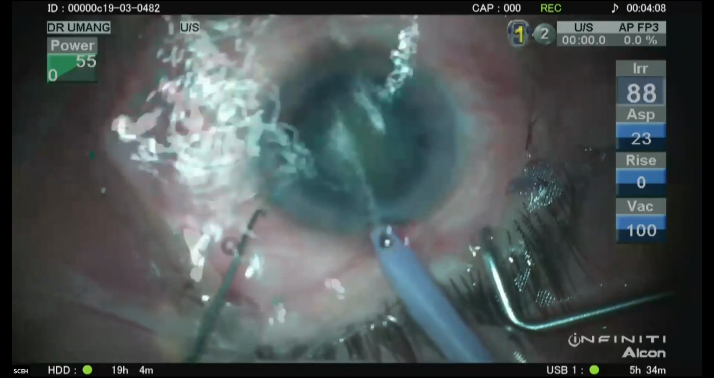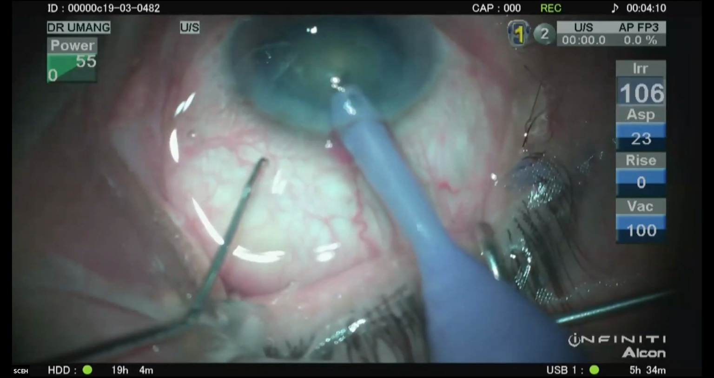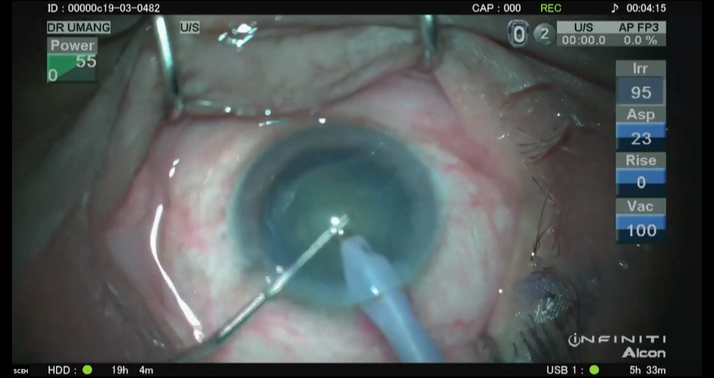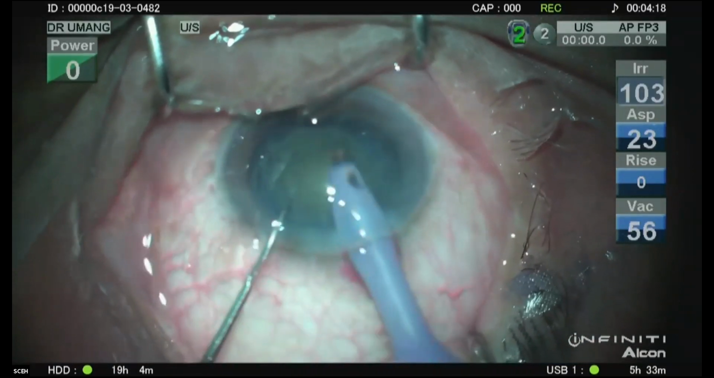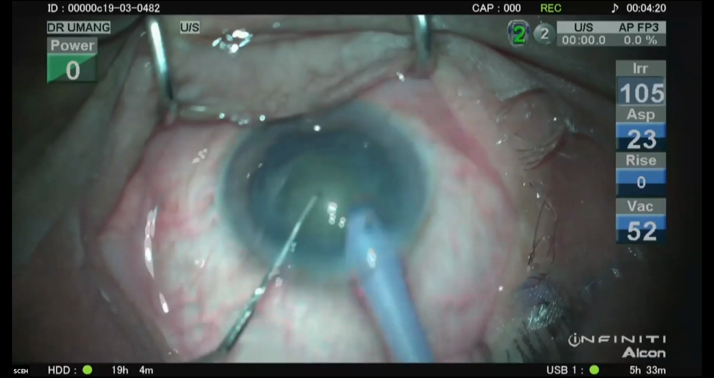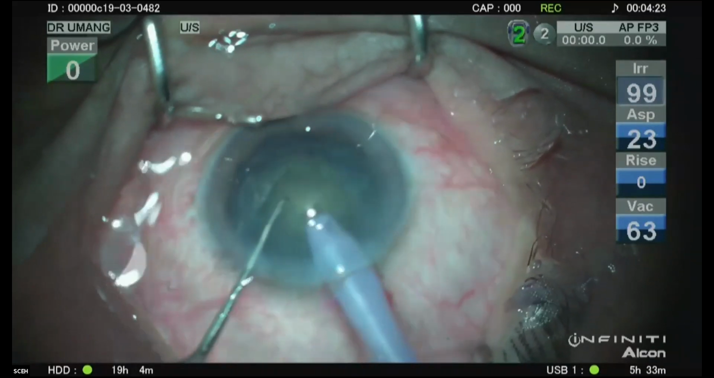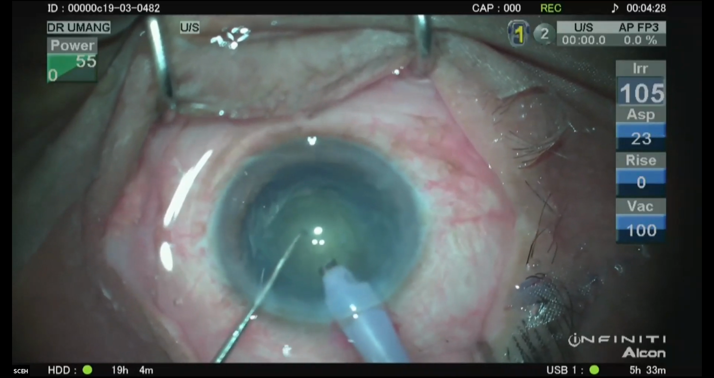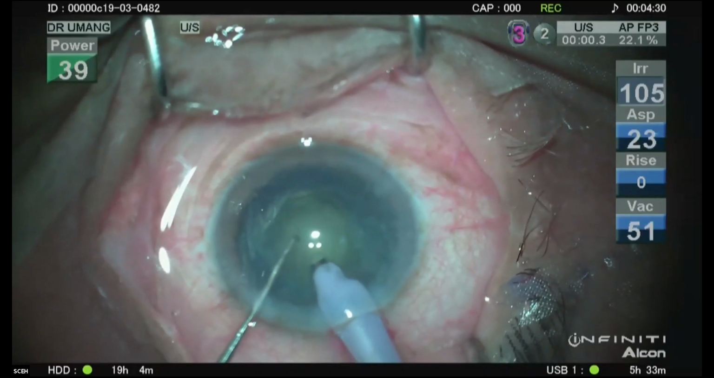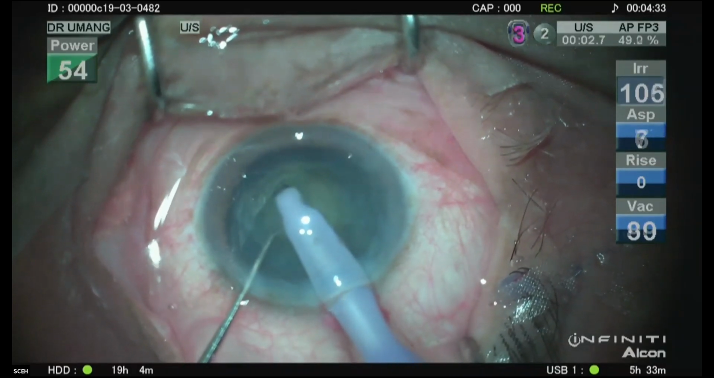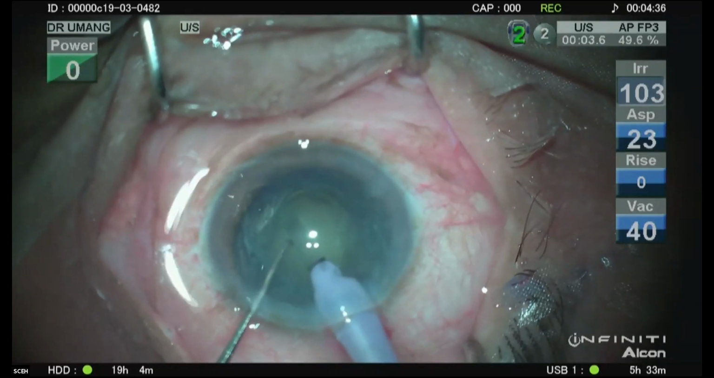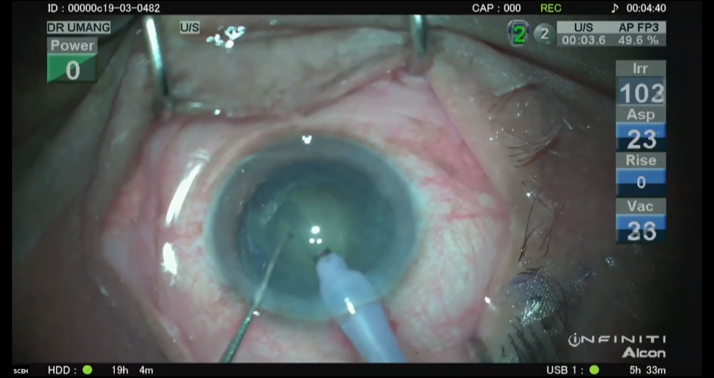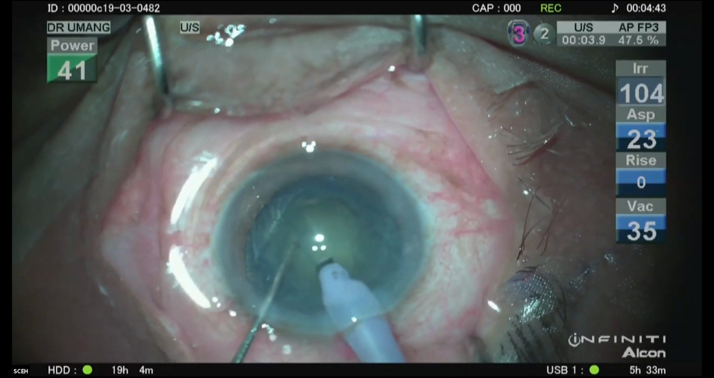We always go inside the eye with irrigation on. Whenever the probe is inside, the irrigation should be on. So we are aspirating the superficial cortex. We make sure that we are well focused. As you can see from these settings, we are using longitudinal Phaco here. We are not using torsional. We are using linear Phaco.